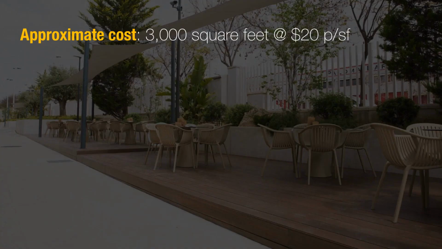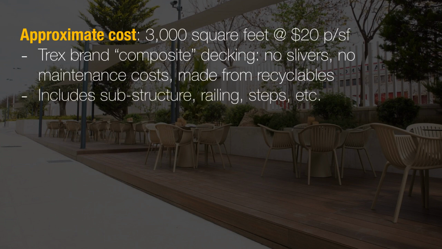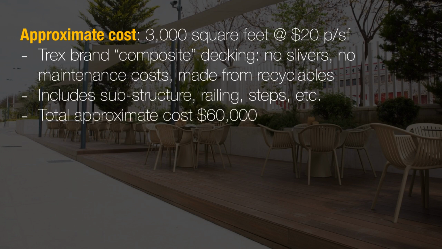But if we took our same 3,000 square feet, and decking's a little more expensive, about $20 a square foot, and by the way, that's for Trex, one brand of composite decking. There's no slivers, there's no maintenance costs, and it's made from recyclable plastic, but it looks and feels like wood, but without the nightmare of taking care of an actual wood deck. And that $20 a square foot includes the substructure and railings around it. If it's more than a step up like this picture, it includes all of that. So the total cost of doing it that way would be about $60,000.